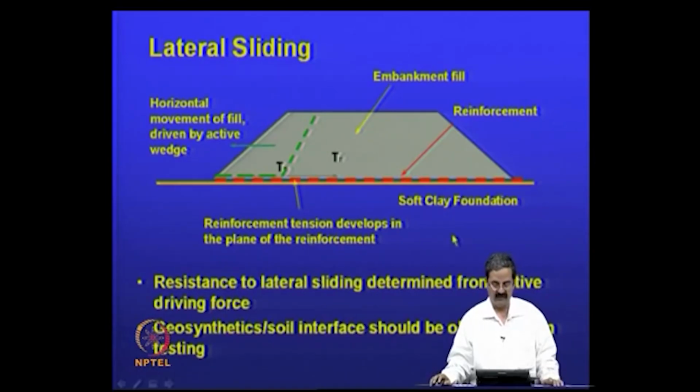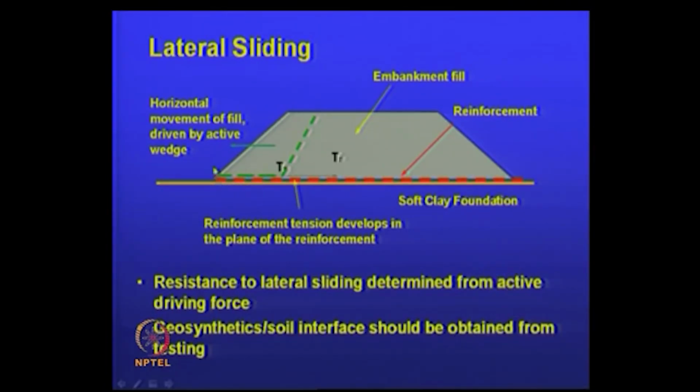So, that is one way of handling the overall stability. Then what is this lateral stability, sliding? As I just mentioned, the moment you address the overall stability, then you need to address this also. What happens is, you have a structure like this, and there is a tendency that this material would like to come out.